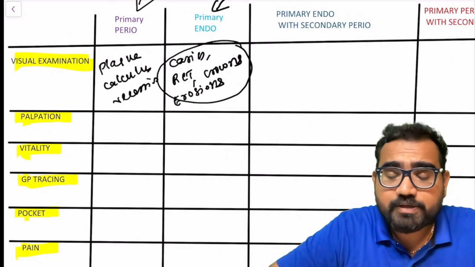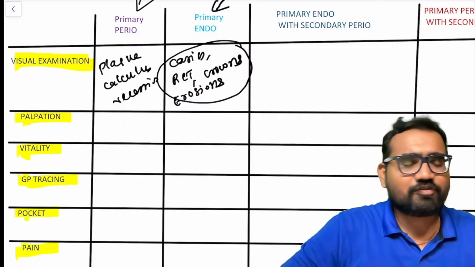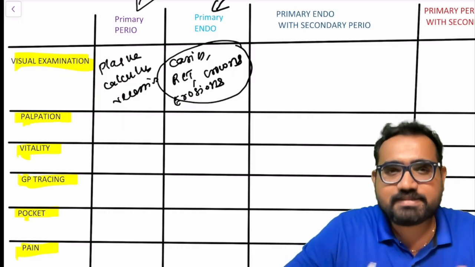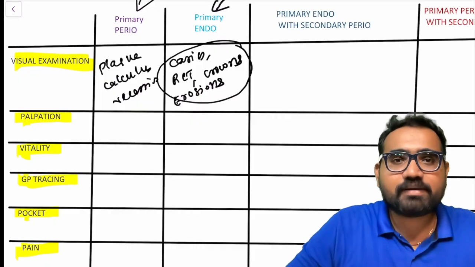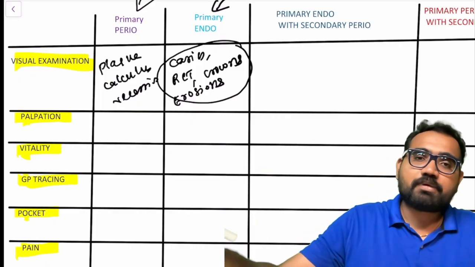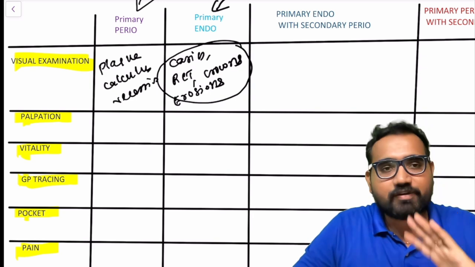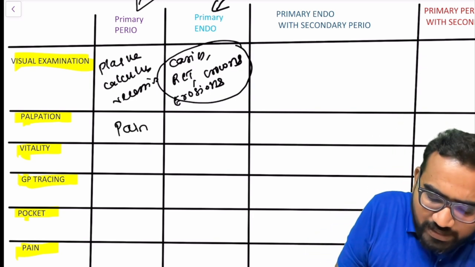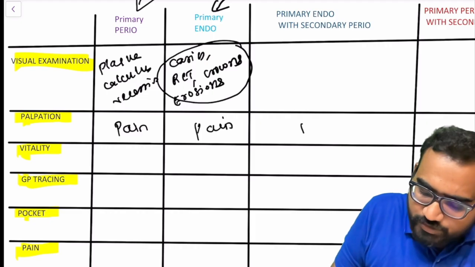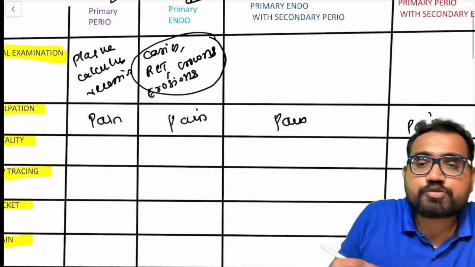The next parameter is palpation. Palpation is of no significance, or very little significance. It is just a clinical sign to find out whether the patient is having pain. You cannot decide by palpating whether it is a primary endo or secondary perio. It is a very minor parameter, and obviously you will have pain in all four situations.